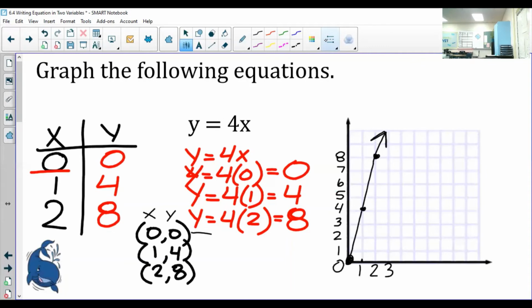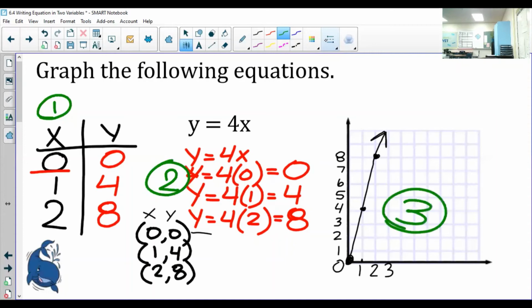Okay, so it's really just step 1 is to make a table. Step 2 is to do the math, figure out your y values, and then step 3 is to graph. Step 1, make a table. Step 2, fill it out. And step 3, graph them.